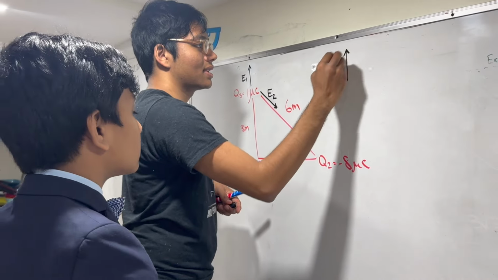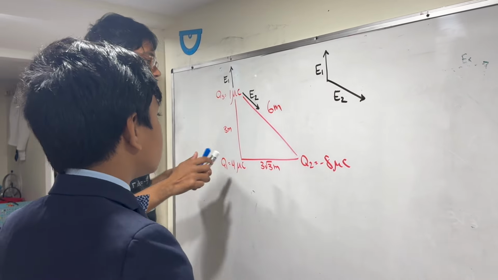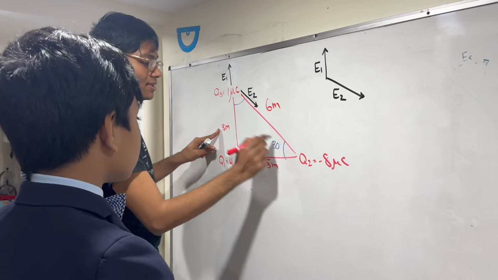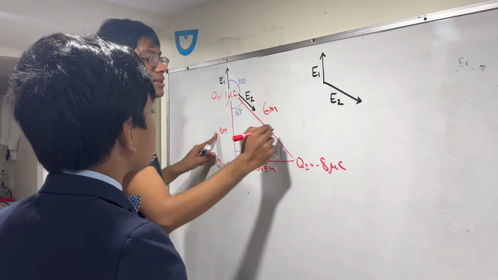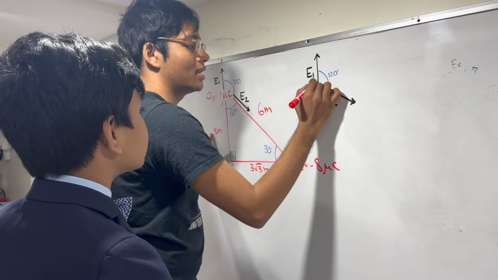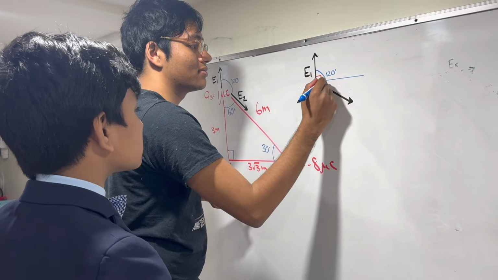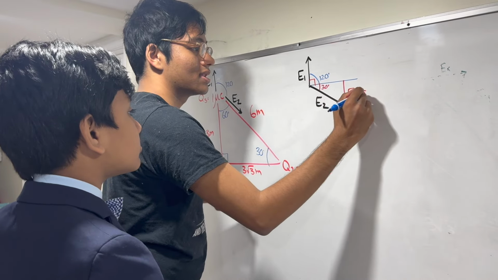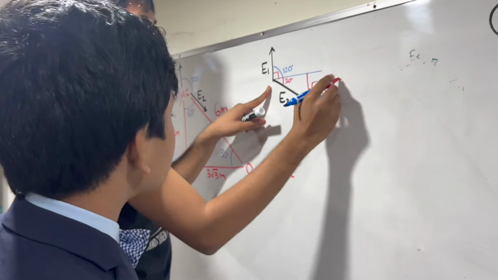Let's draw this again. Here's E1. Here's E2. We just want the Y component, so let's take a look at the angles here. This is a 30, 60, 90 triangle. So if this is 60, this has to be 120. Let me draw it again here. This is 120. I cut it like this. Then here's my right angle, and this is my 30 degree angle. So E2Y will simply be E2 sine 30.